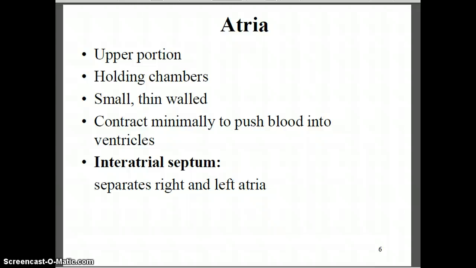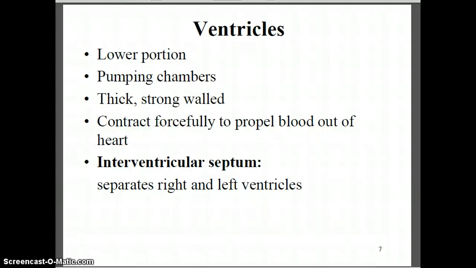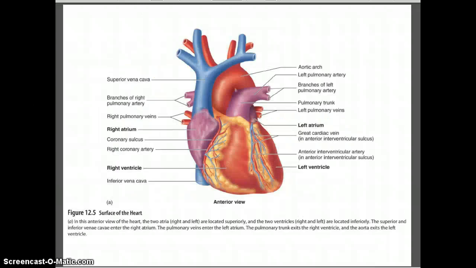The interatrial septum separates the right from the left atrium. The ventricles are the lower portions. They are stronger and thick-walled. They are the pumping chambers and contract forcefully to propel blood out of the heart, and they are separated by an interventricular septum. Here is a diagram of the surface of the heart showing you some of the features. Please spend some time with the diagrams and be able to recognize the major features and understand what the functions of each of these features is.